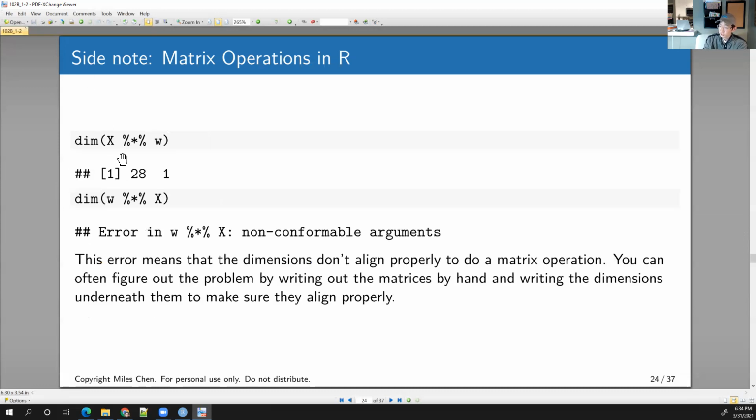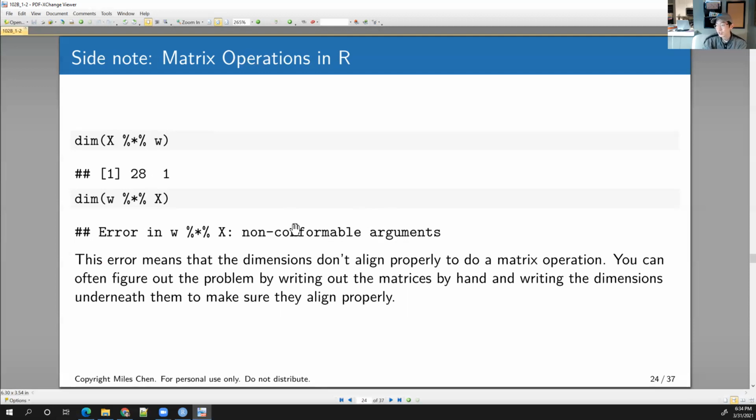And here, if I try to do X times W, this is matrix multiplication in R, the percent star percent sign. So what's the dimension of X times W? That comes back and it says 28 by 1. If I try to do W times X, I get an error: non-conformable arguments, right? And this is a very common mistake.